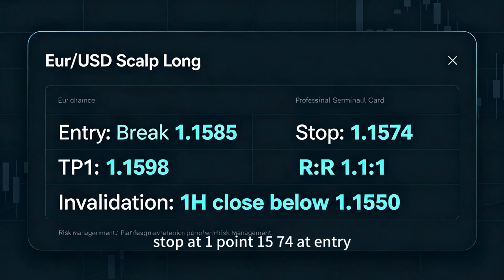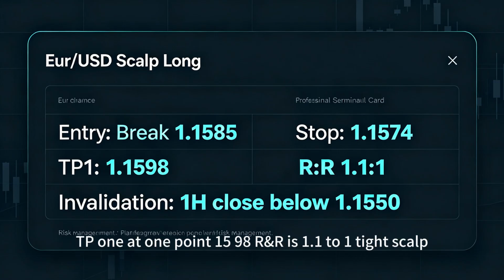Stop at 1.1574 at entry. Market buy on break above 1.1585. Stop at 1.1574, TP1 at 1.1598. R and R is 1.1 to 1.